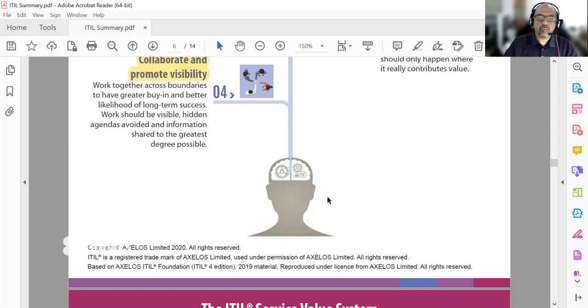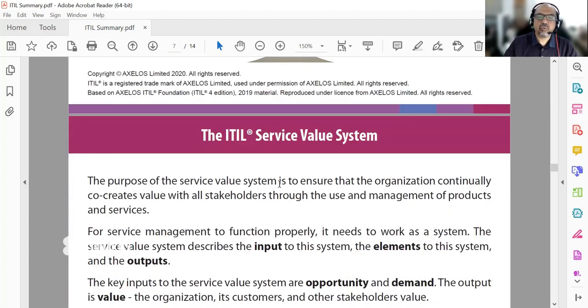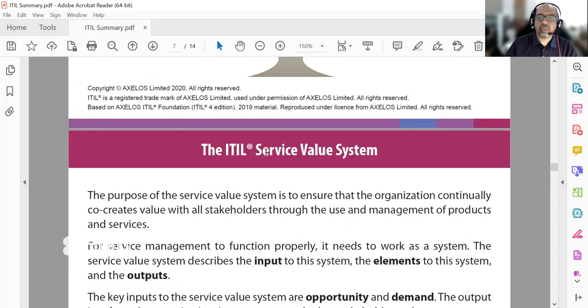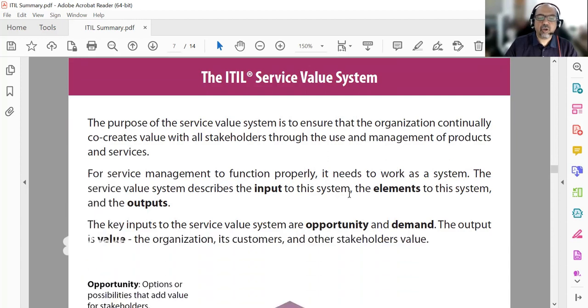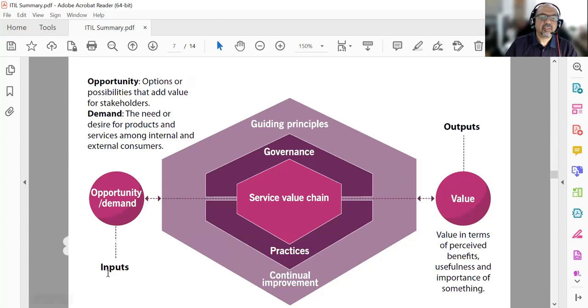So we need principles, we need governance. And here we think about what's so-called the ITIL service value system. So ITIL service value system, or SVS, consists of 5 main components and inputs plus outputs. So let's have a look. This is the SVS. And in ITIL, this is the most important diagram we can see.